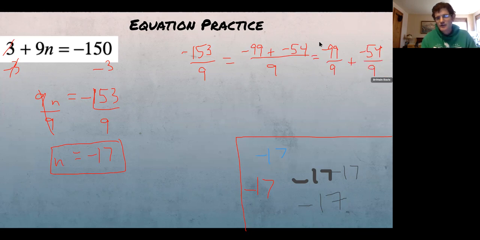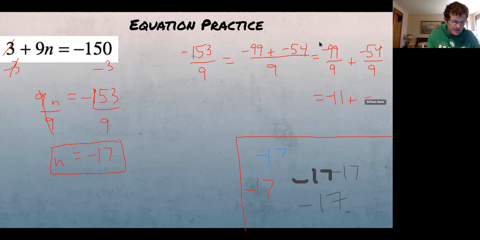And these I can actually do in my head. And hopefully most of you can do this in your head as well. -99 divided by 9 is just going to be -11 plus -54 divided by 9. Hopefully 54 is one of the multiples of 9, and that's -6. So at this point, -11 plus -6, I can combine to make -17.